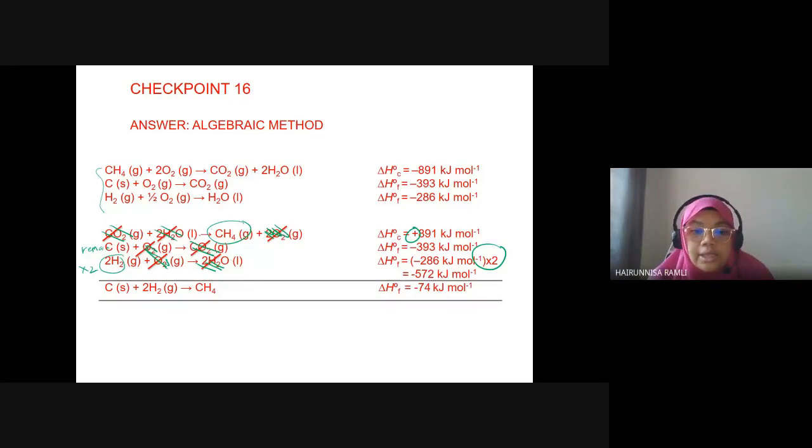Kalau ada baki, you letaklah baki tu kat mana. Kalau baki dia sebelah kanan, you letak sebelah kanan. Baki dia sebelah kiri, you letak sebelah kiri. Okay, so this is your target lah. Target equation. So you just total up lah. So positive 891 plus negative this one. Yang ini yang after you dah darab 2. So you dapatlah value for enthalpy formation of CH4.